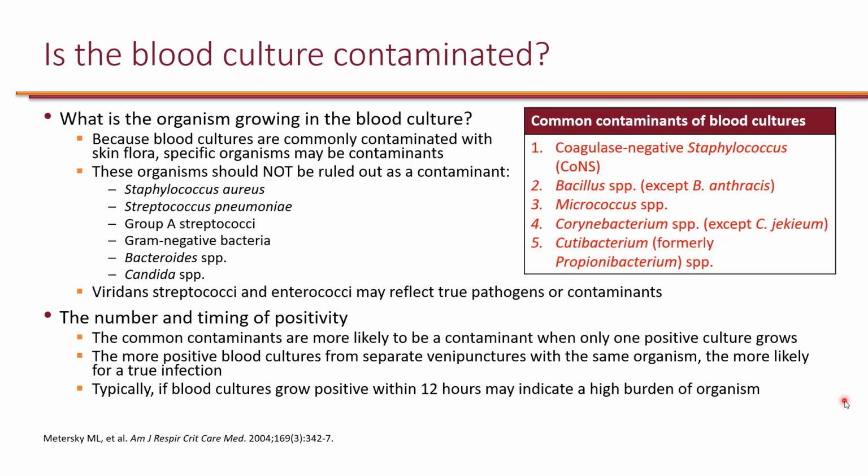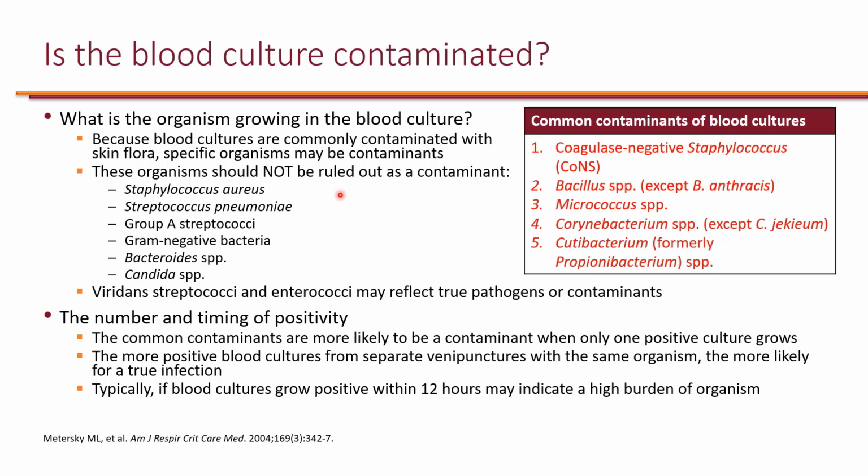So it is important to get multiple blood samples from separate venipunctures in order to see if the organisms grow in all cultures. So if only one of the samples is growing one of these contaminants, it's safe to assume that it's a contaminant. Whereas if multiple cultures are growing, for example, coag-negative staph, it's less likely to be a contaminant and it's more likely to be a true infection.